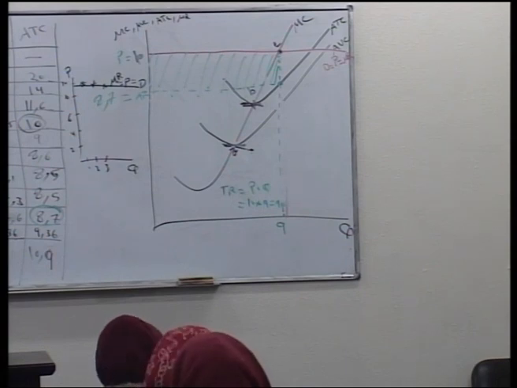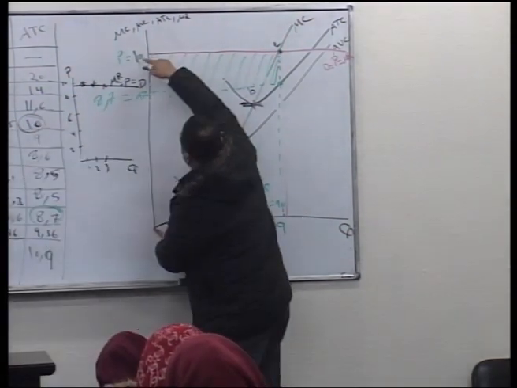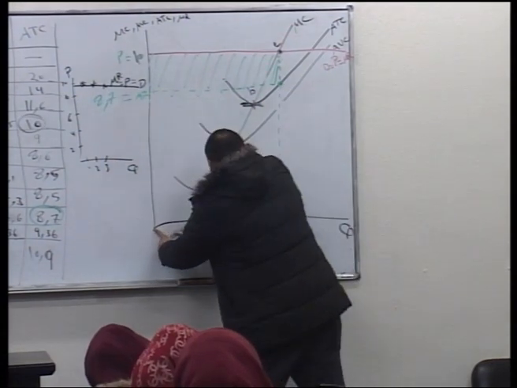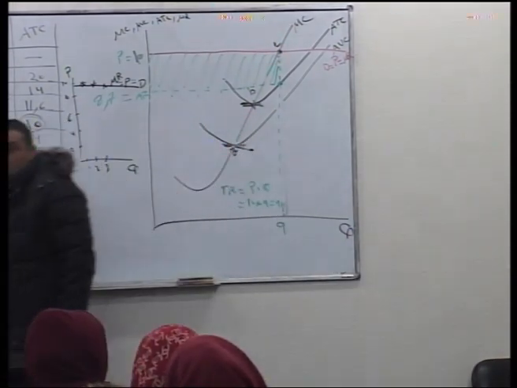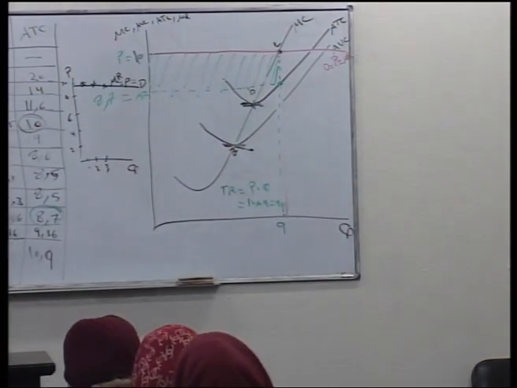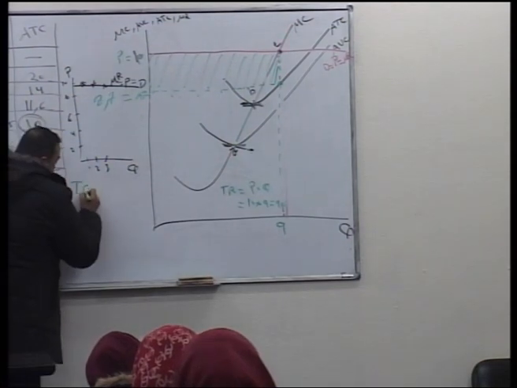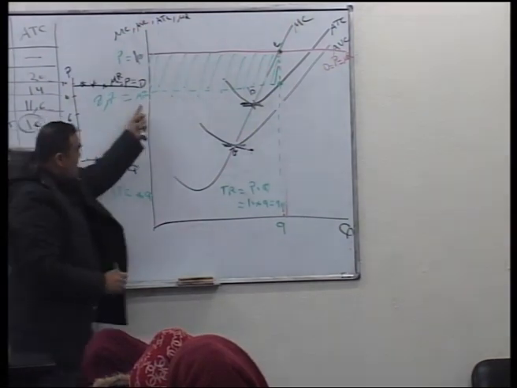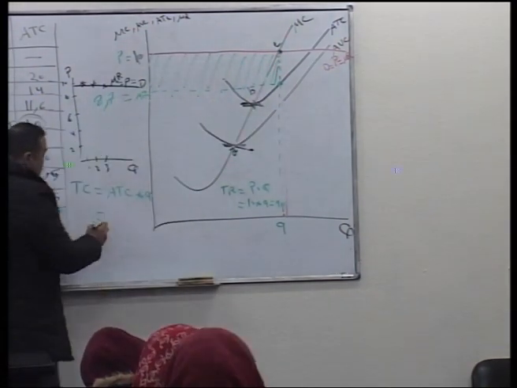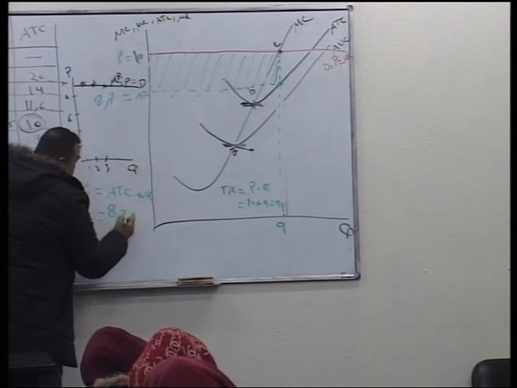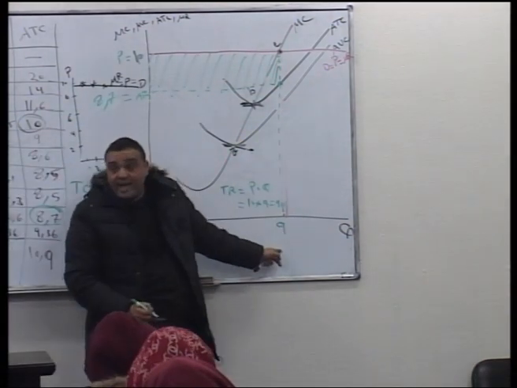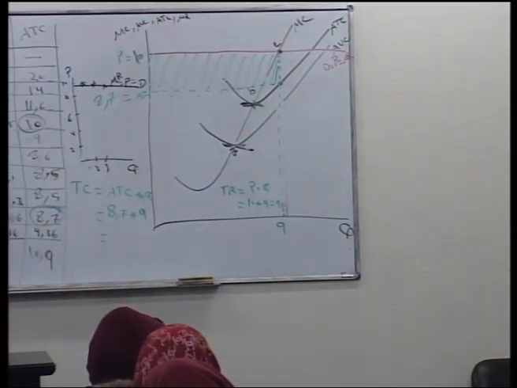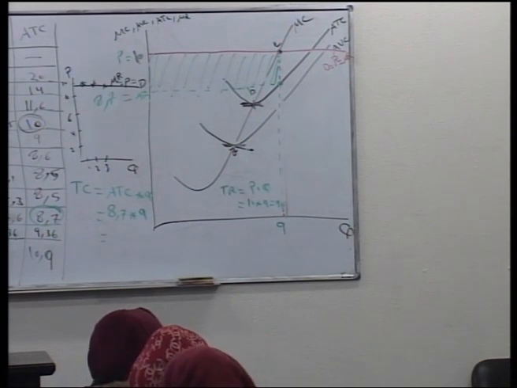How much is total cost? Total revenue, total cost, ATC times Q. Right? TC, total cost, equals ATC times Q. How much is ATC in this case? It is 8.7 times the quantity equals 9. How much is it? It will come out to about 78.